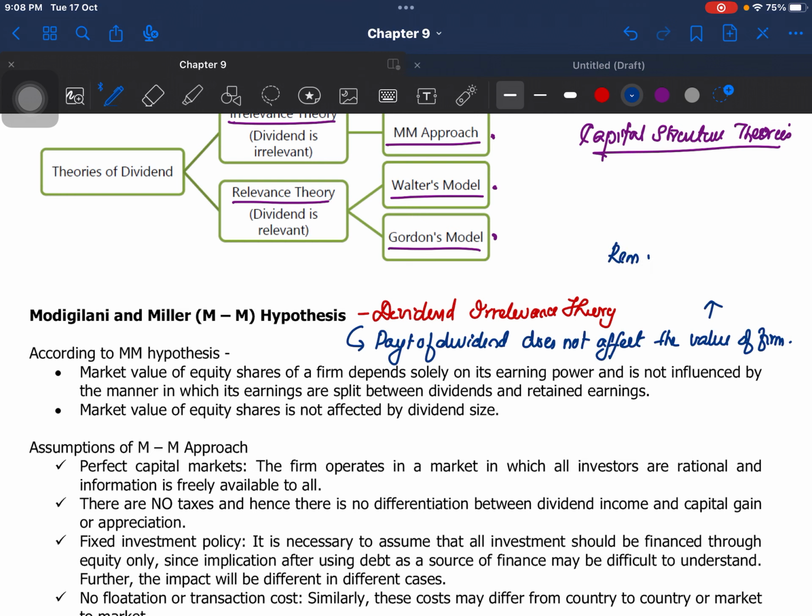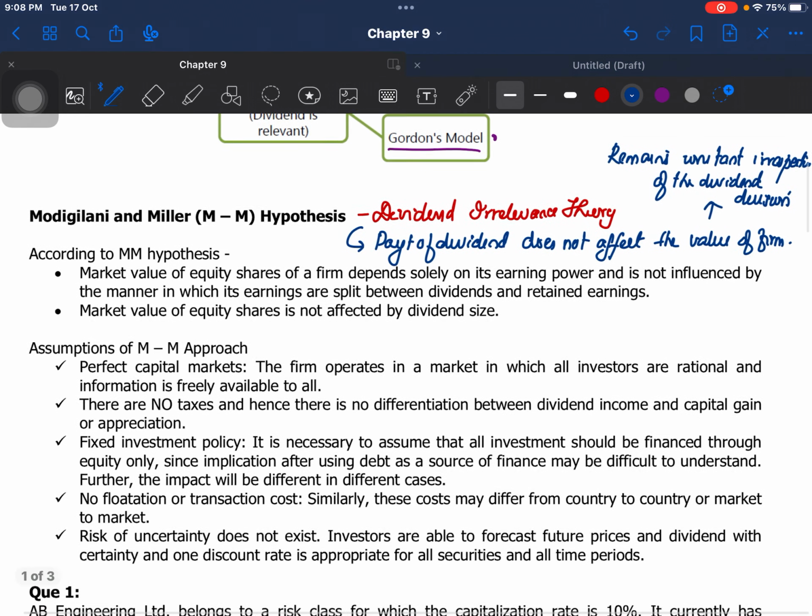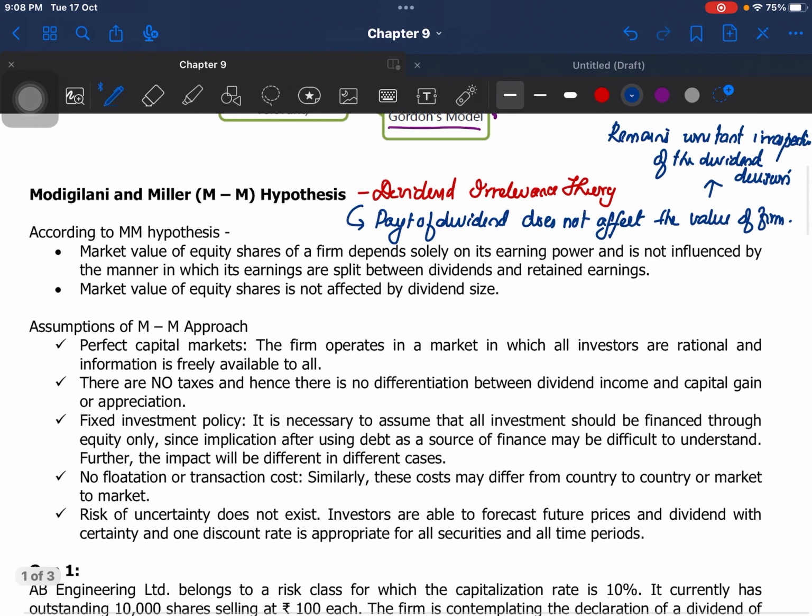It remains constant irrespective of the dividend decision or dividend payment. So whatever dividend you are paying, the value of the firm is not dependent on that. That is what this theory says. Now, this theory has certain assumptions. Only if these assumptions hold good will the theory be valid. So let's see what those assumptions are.